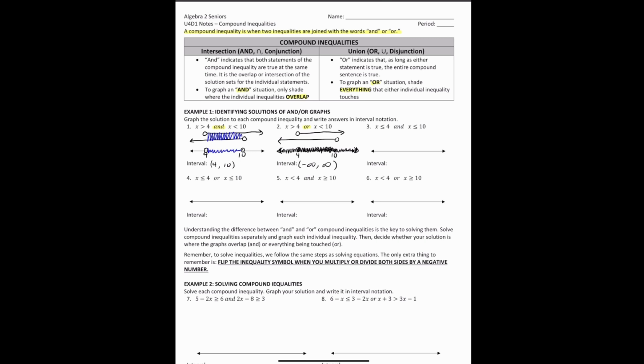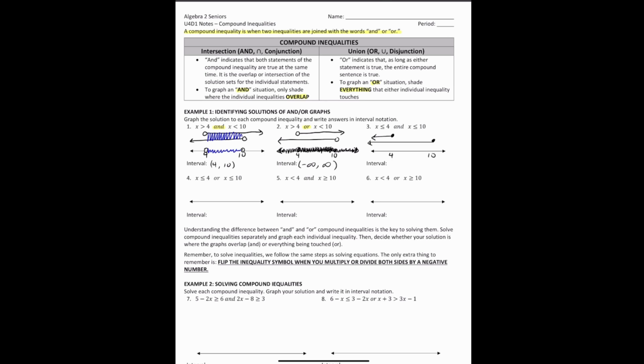Number 3, we have x is less than or equal to 4 and x is less than or equal to 10. So 4 and 10. At 4, since we have a less than or equal to, the 4 is actually included. It will be part of the solution set. And then we're going to be shading to the left. And then at 10, since it's x is less than or equal to 10, it's a closed dot there as well. And we're going to be shading to the left like we did with x is less than or equal to 4.